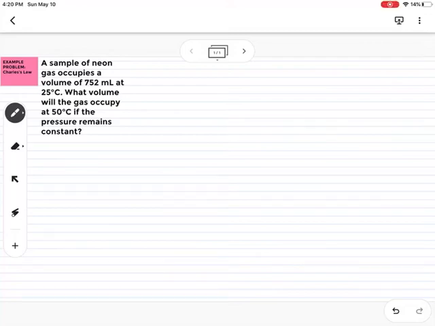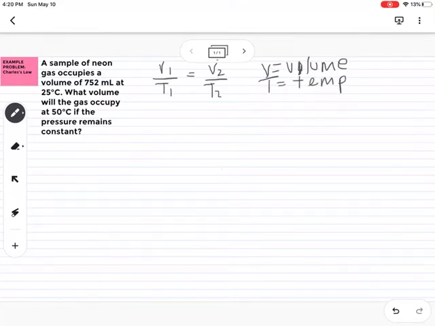This week we'll be solving problems using Charles' law. So I'm going to write Charles' law at the top, which is V1 over T1, which is equal to V2 over T2. Remember, V is volume, and T is temperature. But the temperature must be in Kelvin.